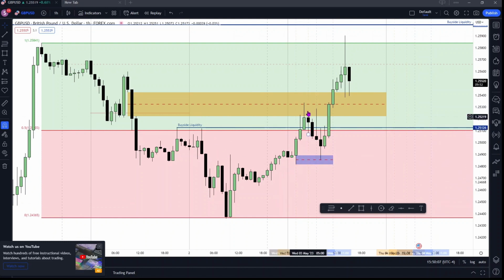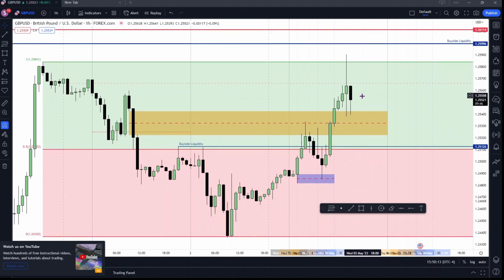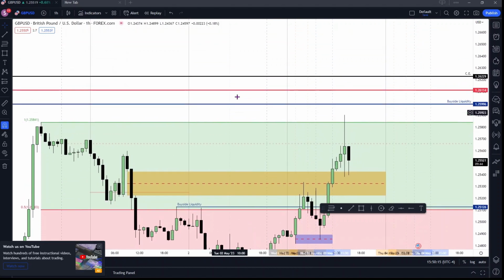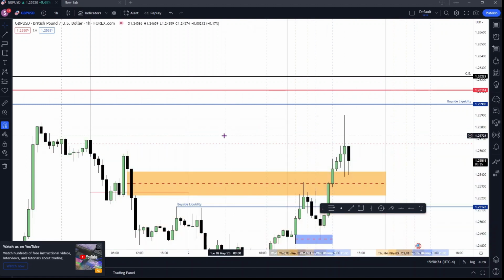Discount right into premium, hit discount one more time, and then left it. Now that we've left it, I'm expecting us to trade above premium into these levels, because I know that there's buy side liquidity and consequent encroachment. So yeah, that's my stance on things.